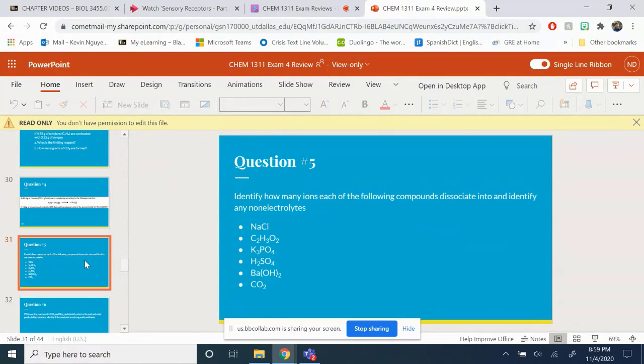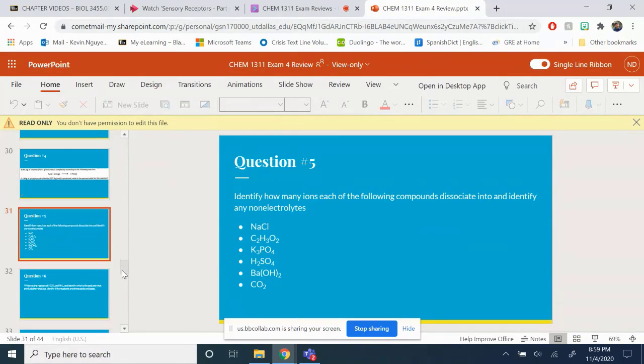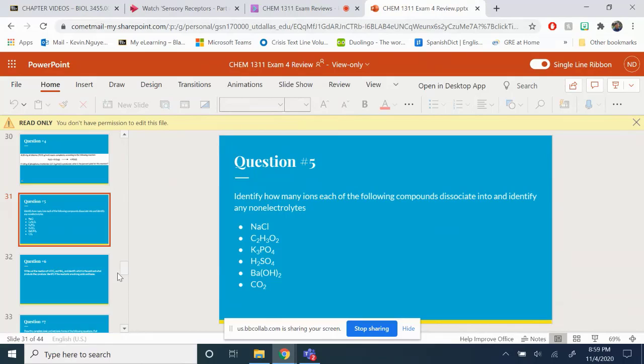Okay. This one will probably be easier just to talk through. Don't need to write anything. So it wants us to identify how many ions each of the compounds dissociate into, and then which ones are non-electrolytes and which ones are electrolytes. Let's go through the first one, right? If NaCl, how many ions would that dissociate into? Yeah, exactly. It should just be 2. You have Na plus, Cl minus.